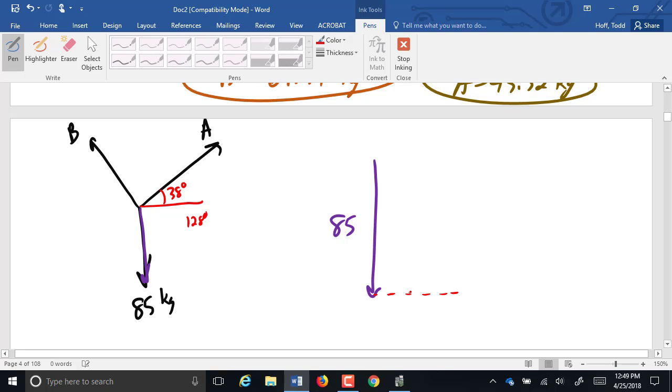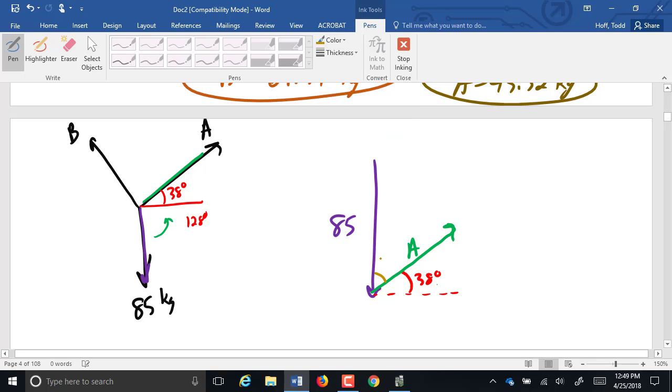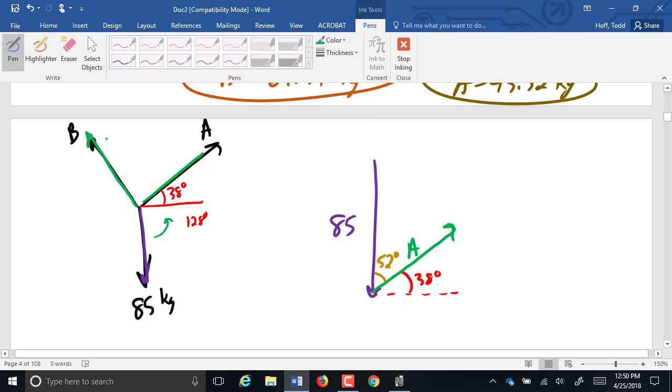So our next vector, we're going to go around this thing counterclockwise, is going to be vector A that goes off here in this direction. That's magnitude A. That's 38 degrees, which would make this angle in here 52 degrees. And then next we'd have vector B here that goes this direction. Has to bring us back to this tail.